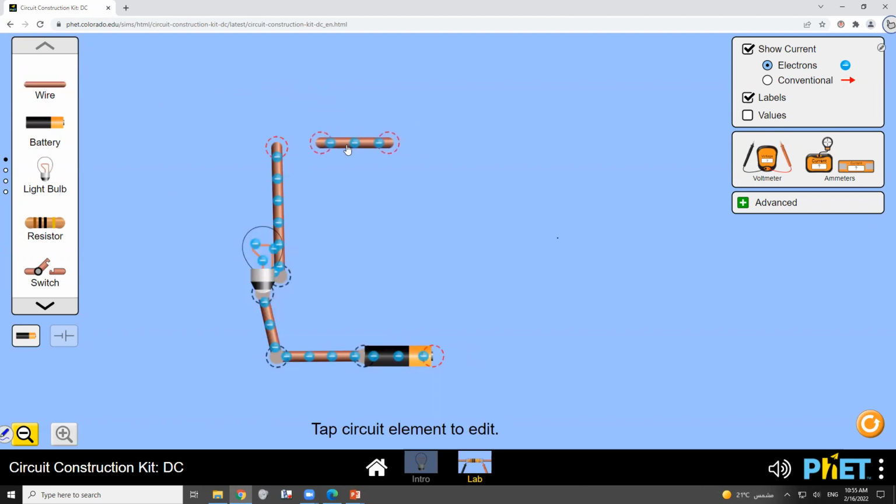So I take another wire, and maybe one more wire. I need a switch. There is a switch here. You always need a switch because you don't want to keep the current flowing. You should be able to control it by opening the switch and closing the switch. One more piece of wire. Right, the circuit is complete.